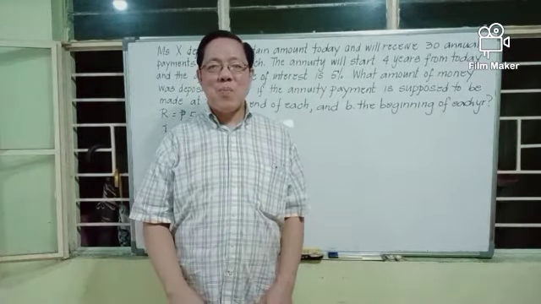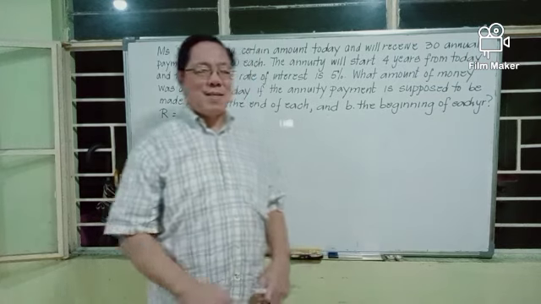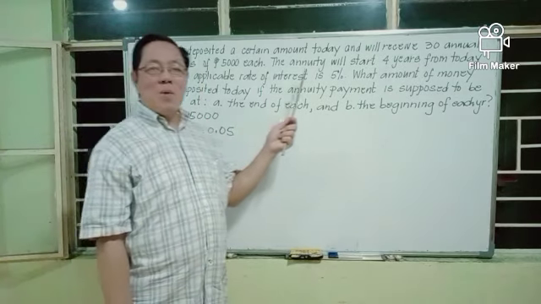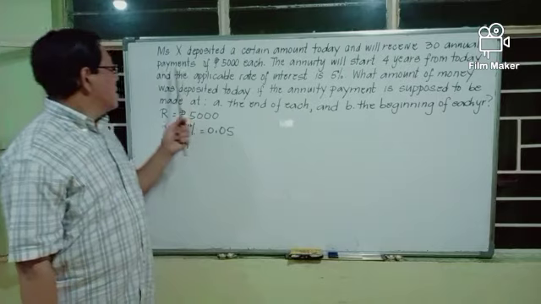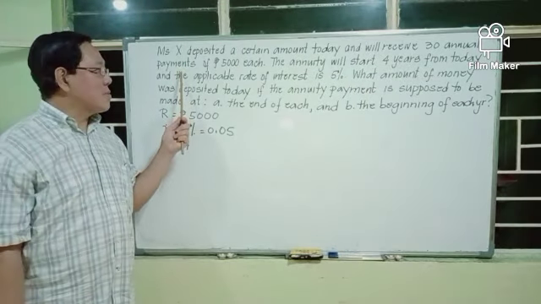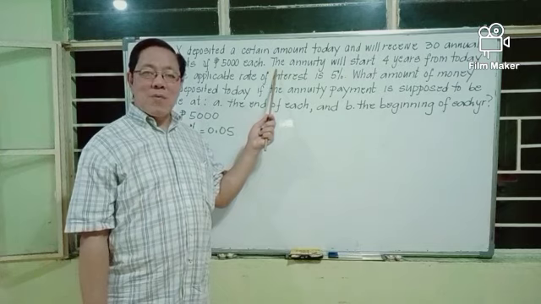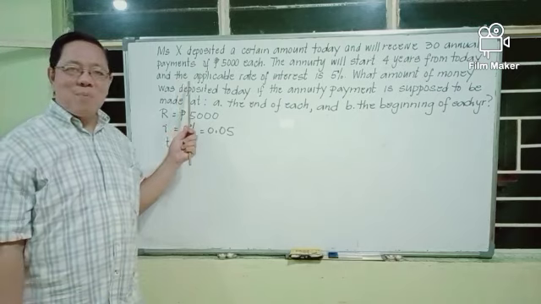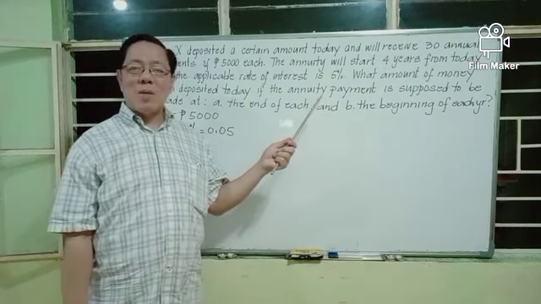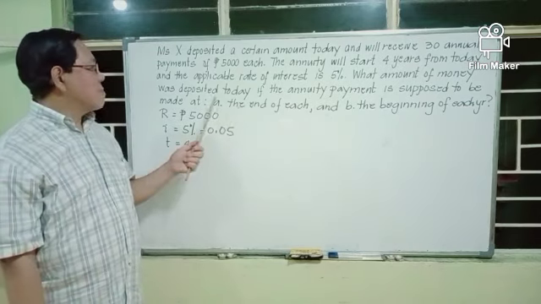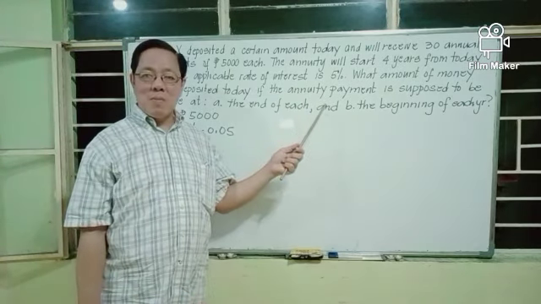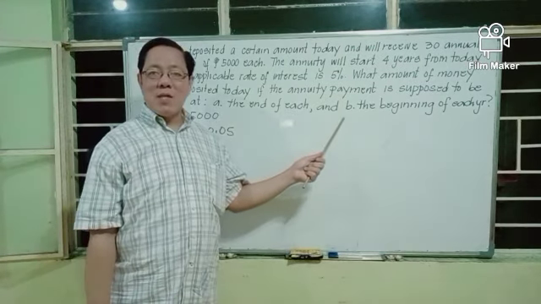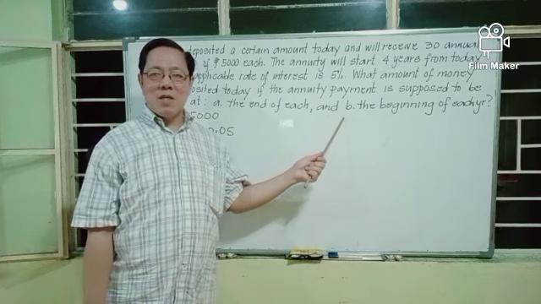For our first example, consider the following problem. Miss X deposited a certain amount today and will receive 30 annual payments of 5,000 pesos each. The annuity will start 4 years from today, and the applicable rate of interest is 5%. What amount of money was deposited today by Miss X if the annuity payment is supposed to be made at letter A, the end of each year, and letter B, at the beginning of each year?